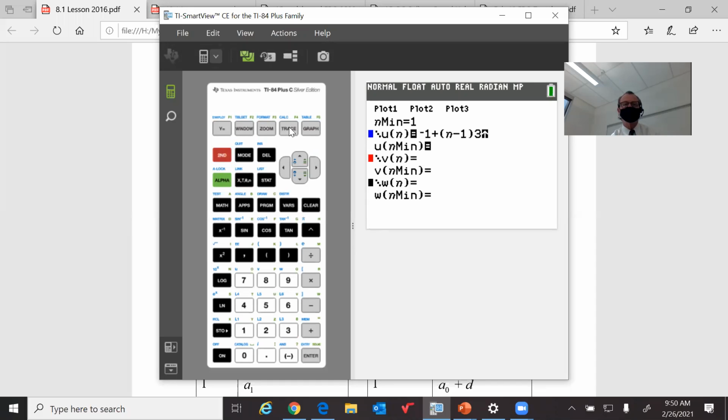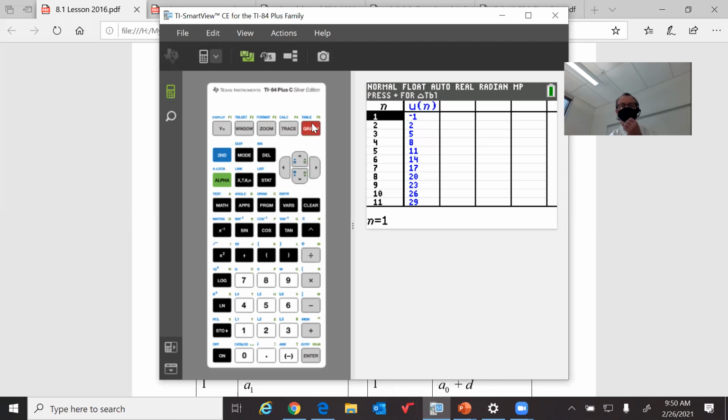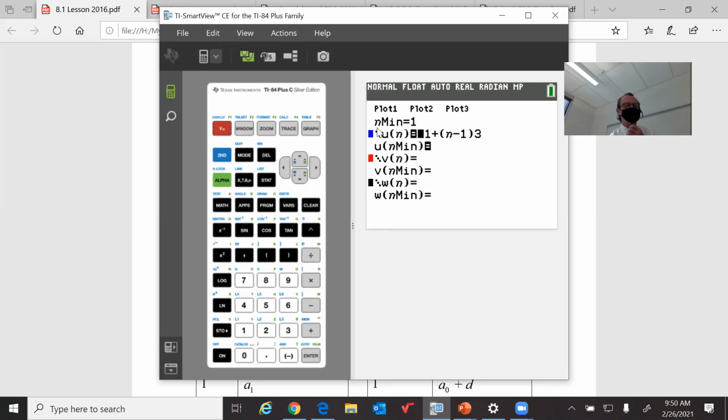Second graph. And if I go up arrow, I don't get a negative 4. Why? I get an error message. If I go back to y equals, I told the calculator that n min was 1. You can set it for 0. But I told her the first term was the minimum term. That is explicit. We're ignoring this u of n min line. Just ignore it. If we work recursively, we can't ignore it.